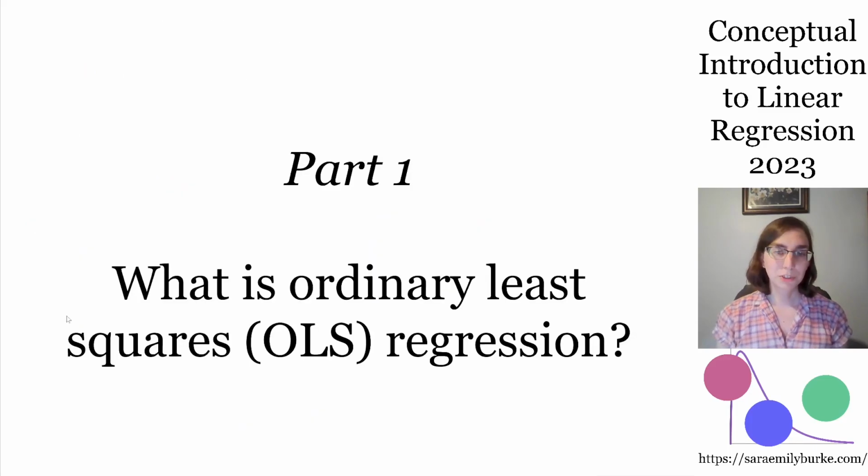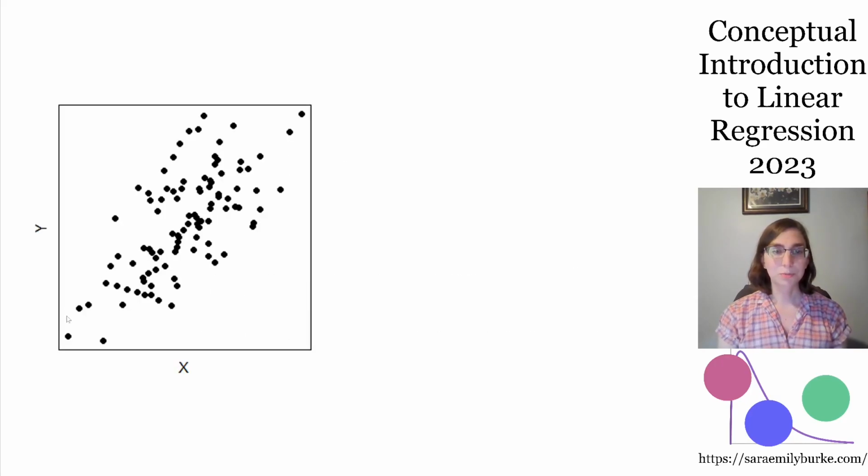Part 1 of this conceptual introduction. What is ordinary least squares regression? We're going to start by talking about a standard, very common method to find the slope and intercept of a particular kind of line, a line that fits certain kinds of data well. This standard method is called ordinary least squares.